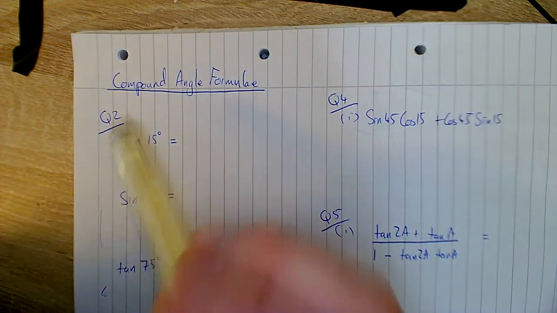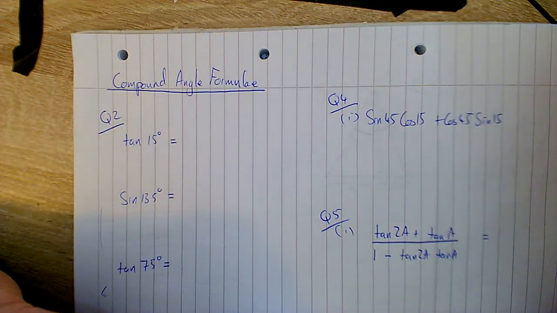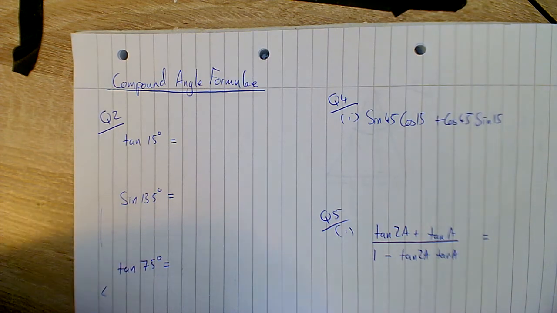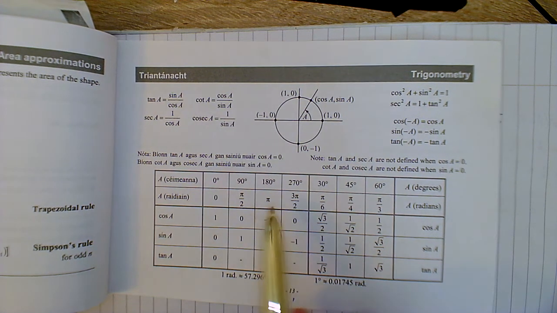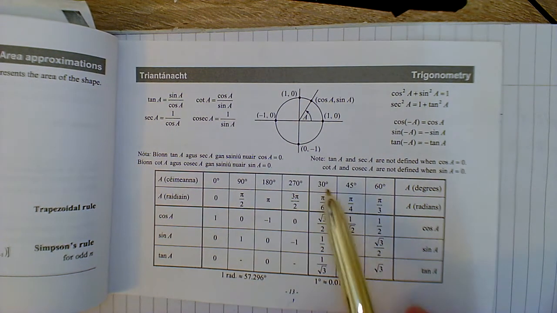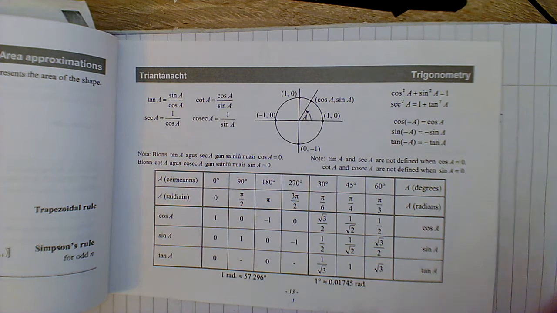The first question asks us to write all of these as a fraction, and they're also asking us to work with the values given on page 13, so not to work with the calculator, and we're specifically working with these angles of 0, 90, 180, 270, 30, 45 and 60. Those last three are the big ones.